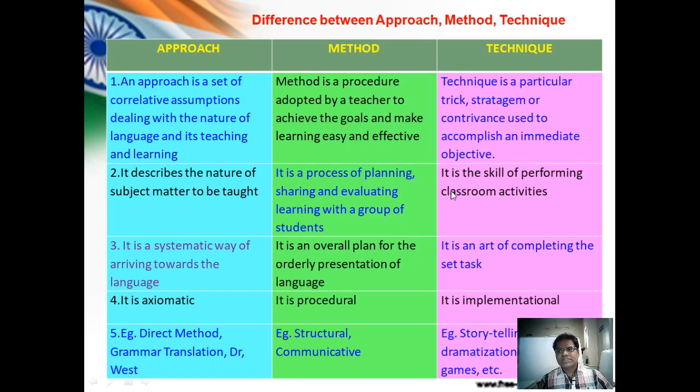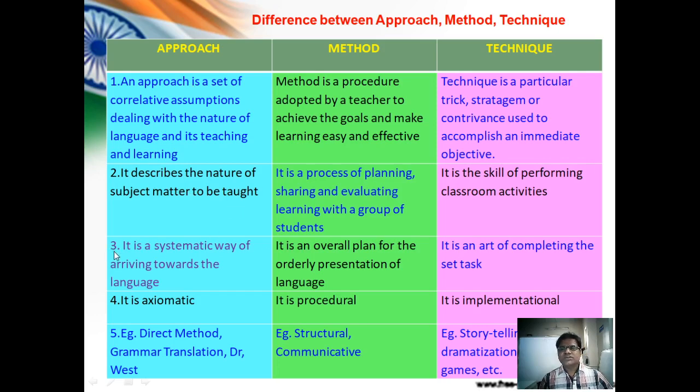And what happens in technique? It is the skill of performing classroom activities. Okay, means whatever skill is going to be performed by the students or teacher, it will be known as or called classroom activity. And techniques are mostly used to perform classroom activities. Methods are mostly used for teaching with the planning. And approach describes the nature of subject matter to be taught.